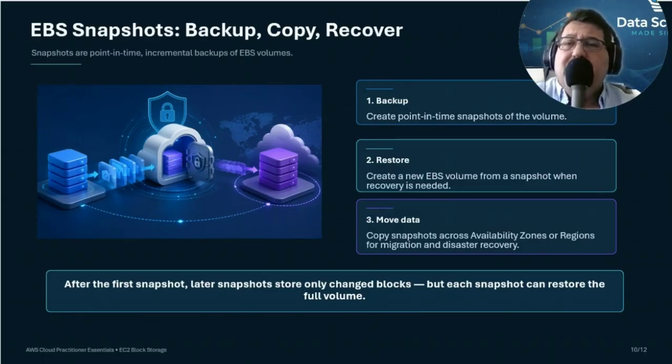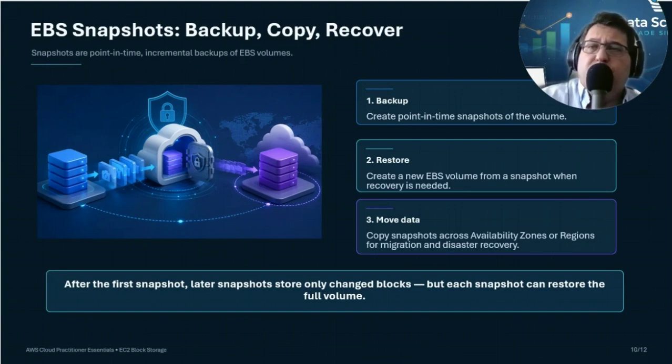EBS snapshots are incremental. After the first snapshot, later snapshots store only the blocks that have changed. For example, if only 5% of the blocks changed since yesterday, the next snapshot does not need to duplicate every unchanged block. However, from the customer's perspective, each snapshot can still be used to restore the complete volume. This gives AWS storage efficiency while preserving a simple recovery experience.